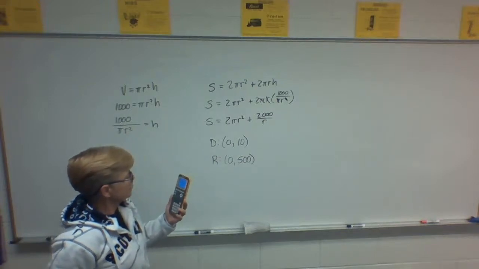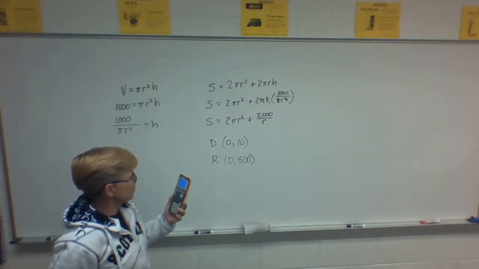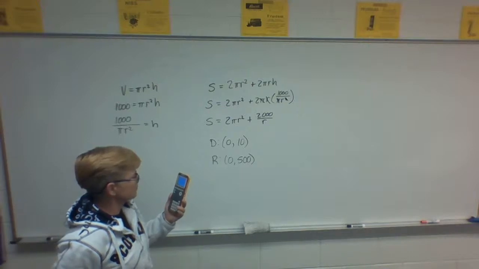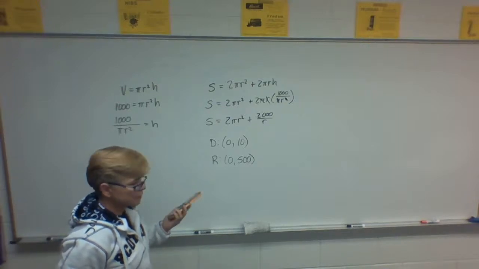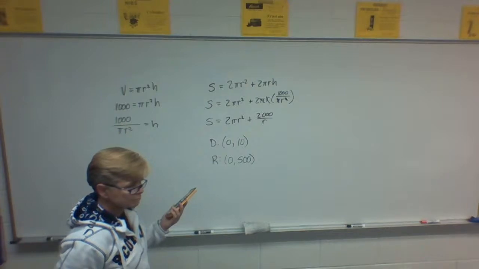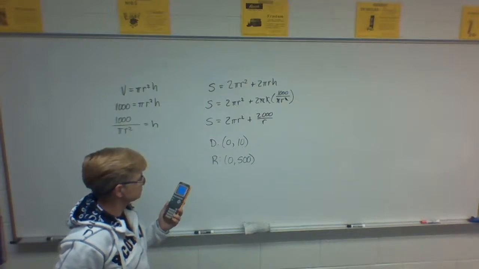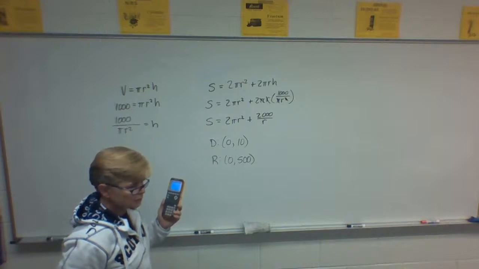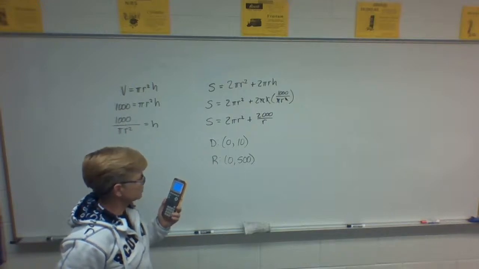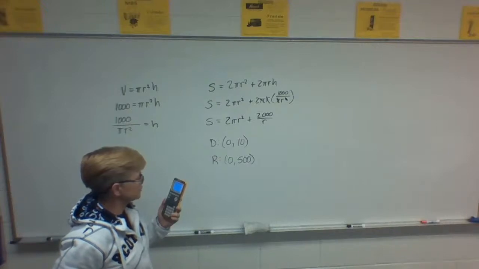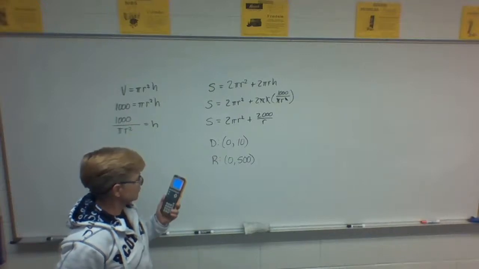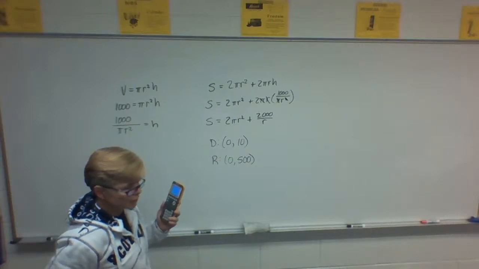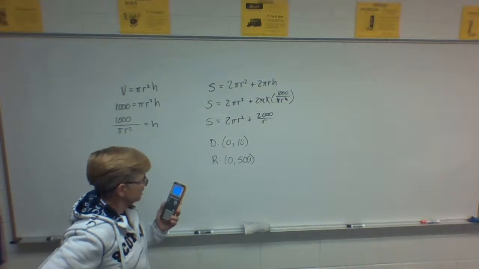Okay, so when I minimize that, I get 5.419 and 553.58. What does that mean? That means our radius is going to need to be about 5.419 centimeters, and that will produce a surface area of 553. That's what we've graphed, surface area. So 553 is the best we can get away with for this can.